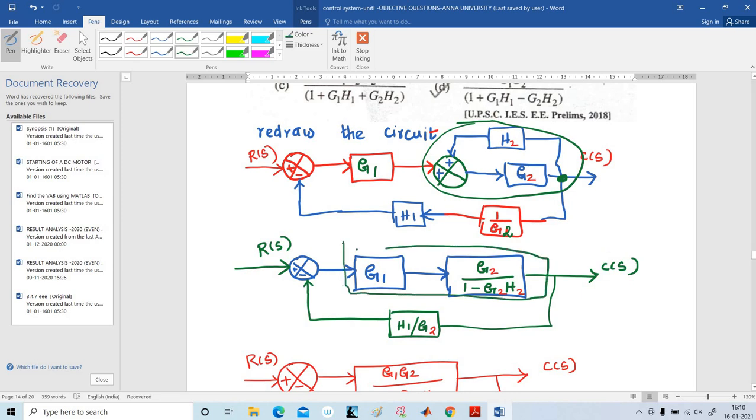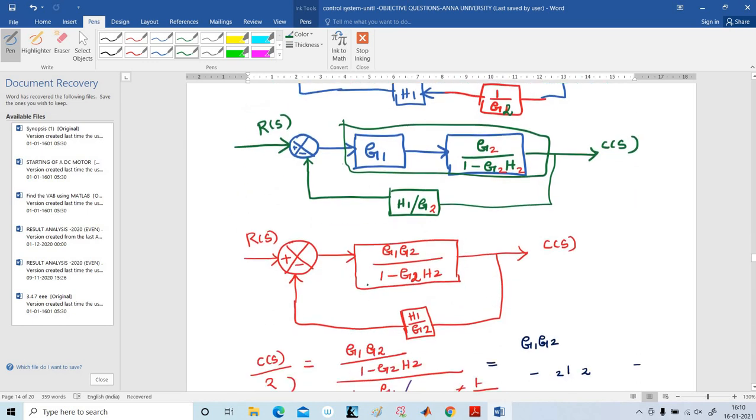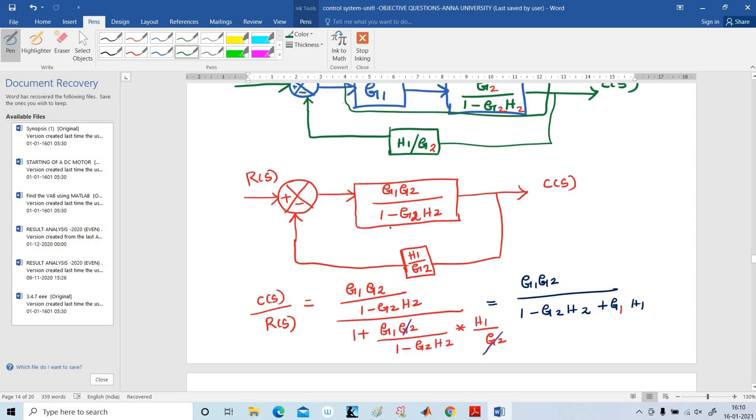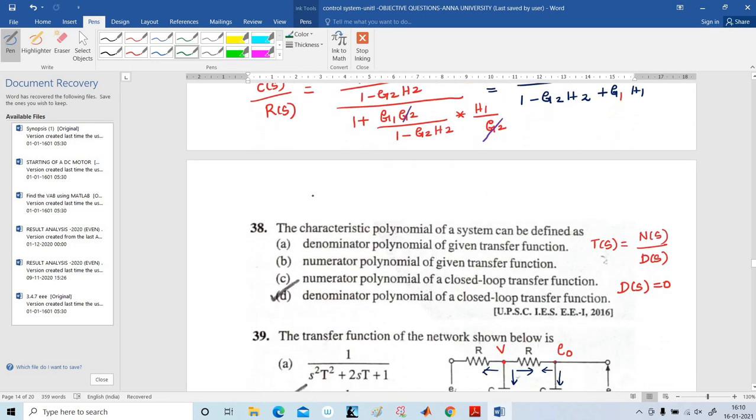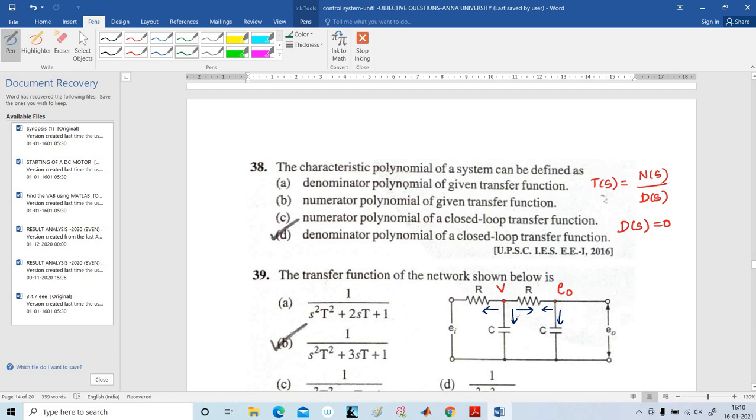Both are multiplied together first, and afterwards it is the negative feedback loop. Next I am going to reduce the negative feedback loop. G1 G2 divided by 1 minus G2 H2, the whole divided by 1 plus G1 G2 divided by 1 minus G2 H2 into H1 by G2. G2 gets cancelled. So these two denominators get cancelled, and 1 minus G2 H2. Okay, take LCM plus G1 H1. That is the answer.